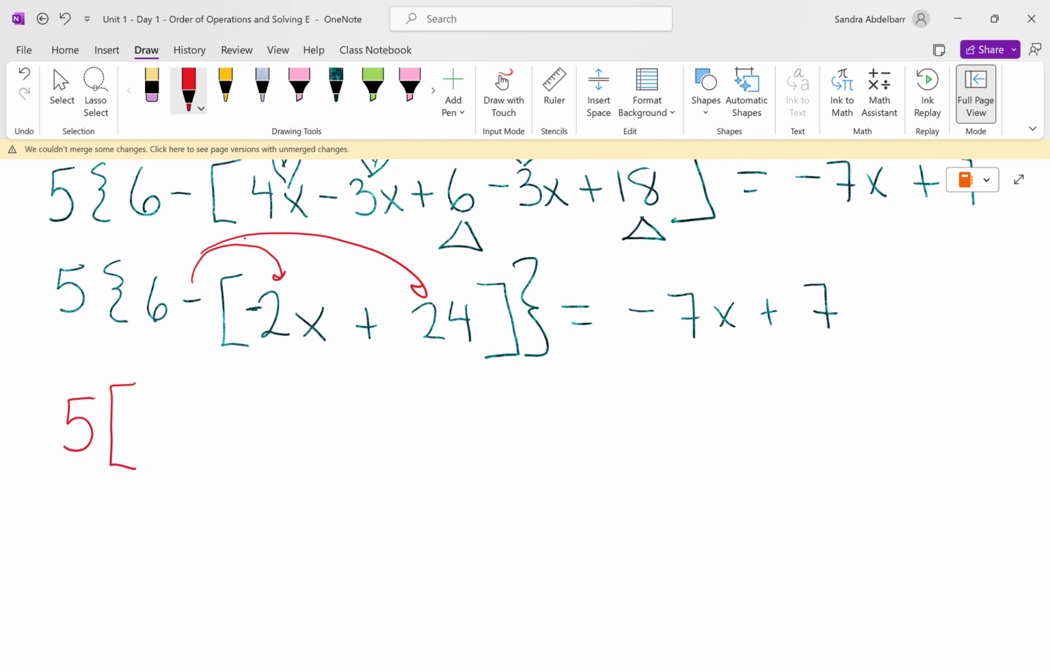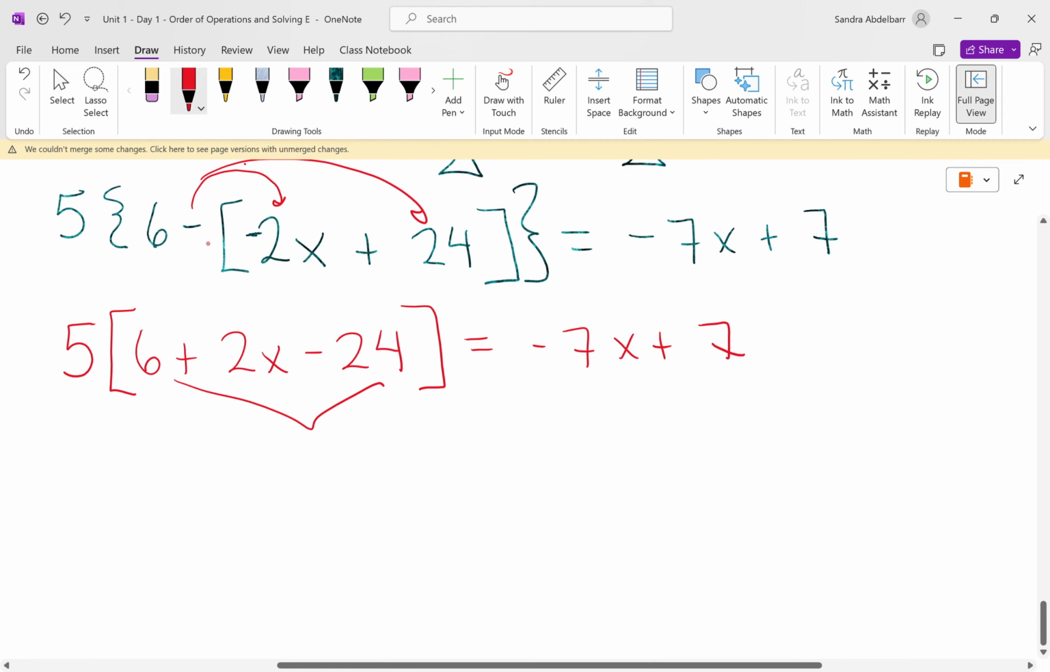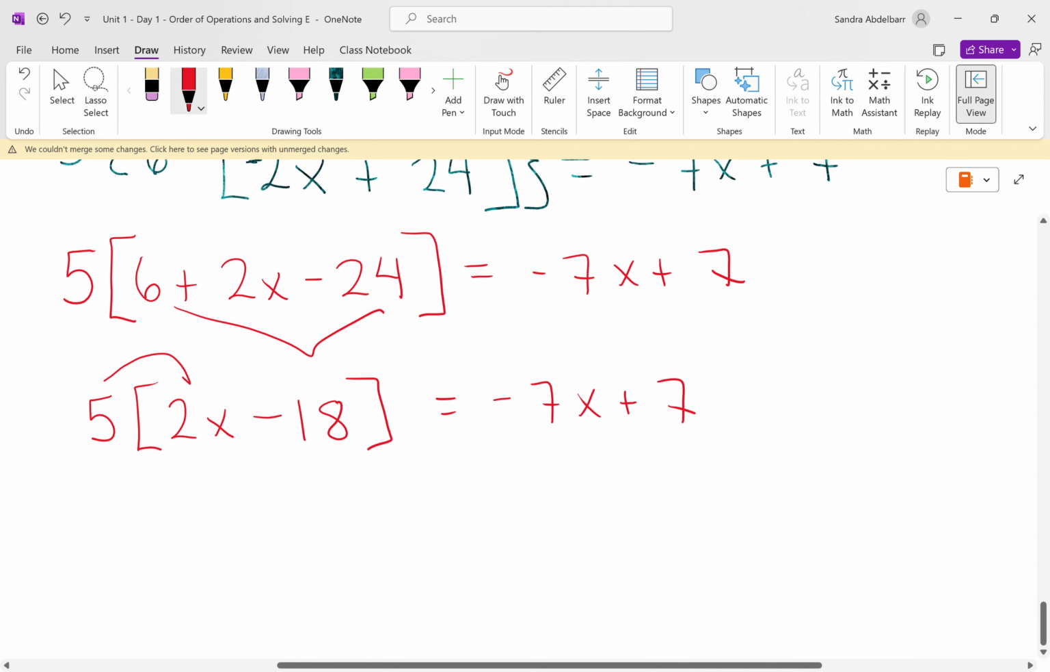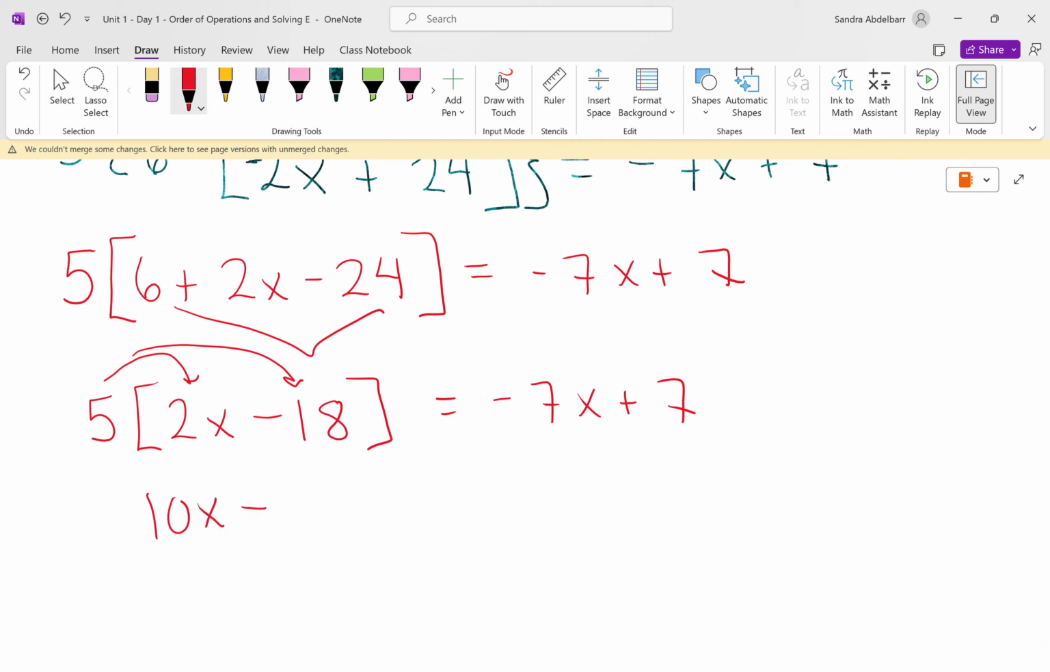And you're distributing a negative, not a 6. It's just the negative and then the brackets. So this is 5, I'm just going to change this to brackets, 6 plus 2x minus 24, close our brackets, equals -7x plus 7. So now I'm working inside these brackets. So we're going to have 5 and then 2x and -24 plus a +6 is a -18, equals -7x plus 7.